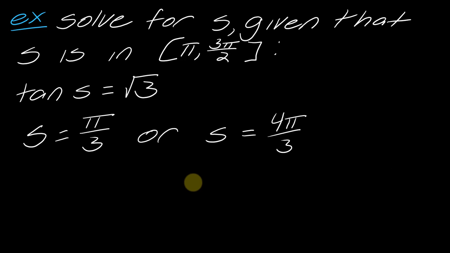Because the math will work out the exact same, right? It's just a negative over a negative. So then my s will equal 4 pi/3. So now I've got these two values. The last thing to remember about this is that you have to remember what interval we're in. So I need to only look for my s's within pi to 3 pi/2.